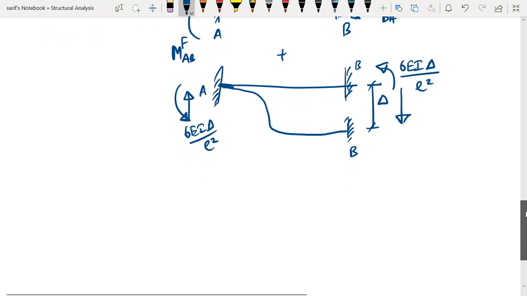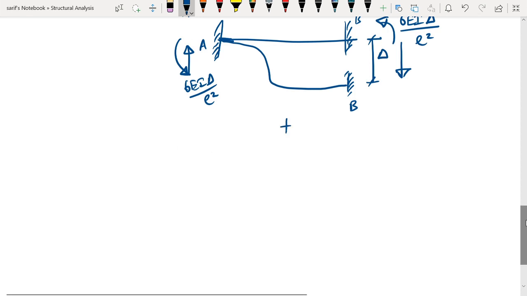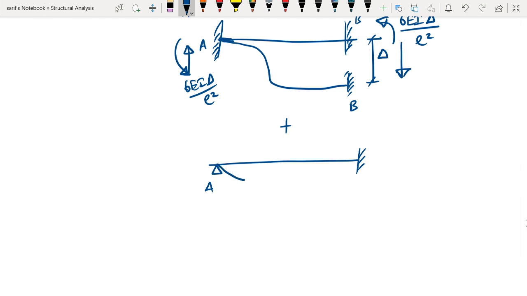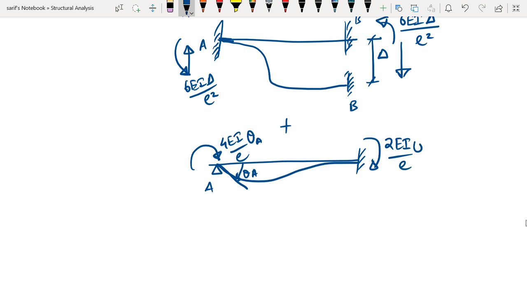Next case is, we need to introduce the rotations. First we will introduce rotation at end A. A clockwise rotation theta A is introduced at end A. To introduce this rotation, the moment that you have to apply here is clockwise 4 EI by L into theta A, and the carryover moment that gets induced at the other end is half of that, that is 2 EI by L into theta A. So two things are over. Settlement is over, and rotation at A is over.